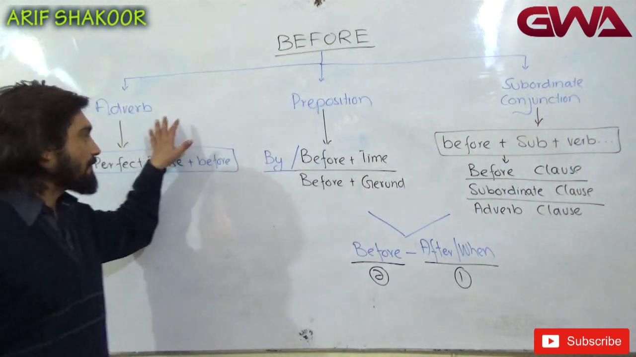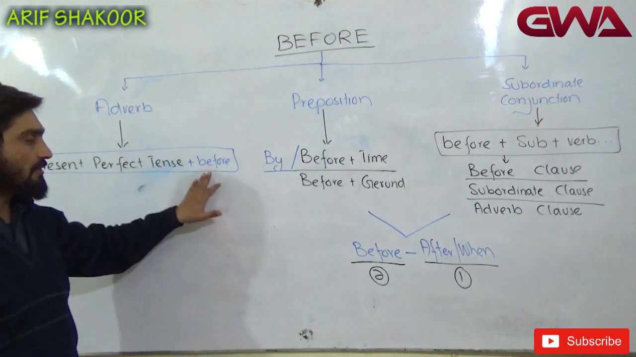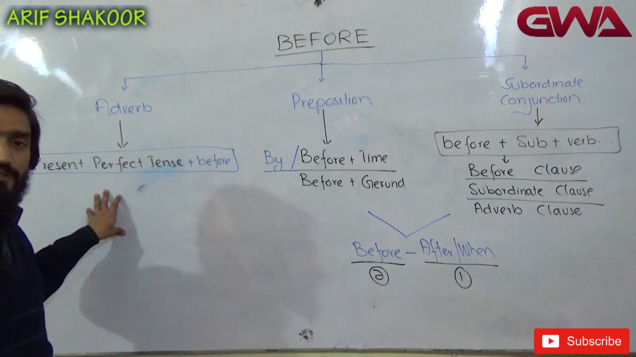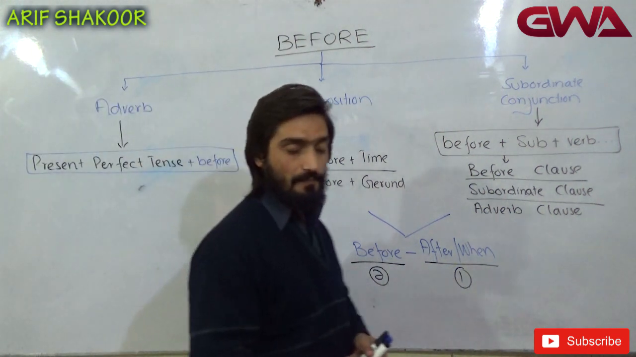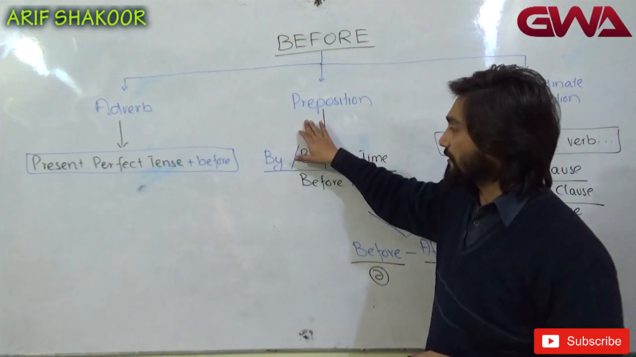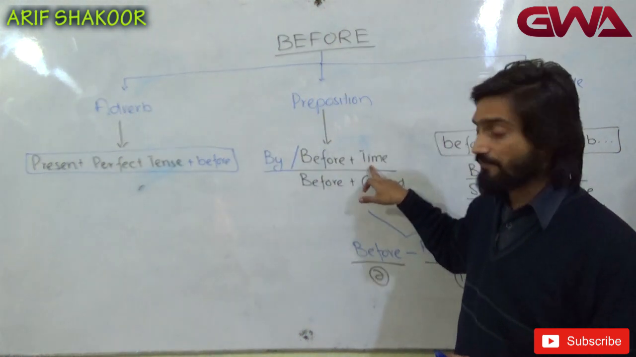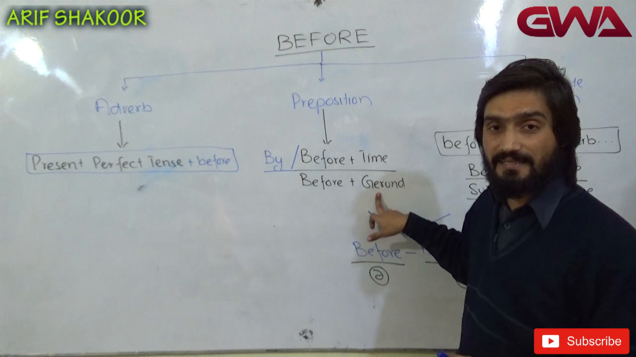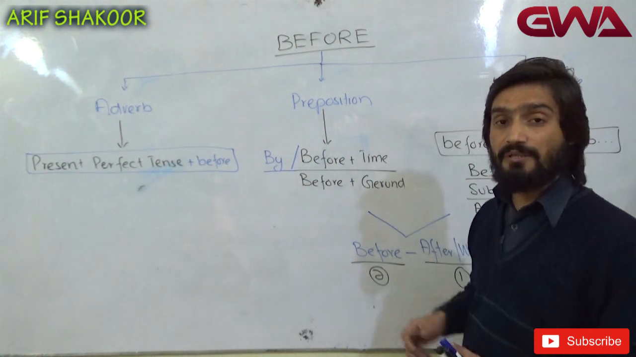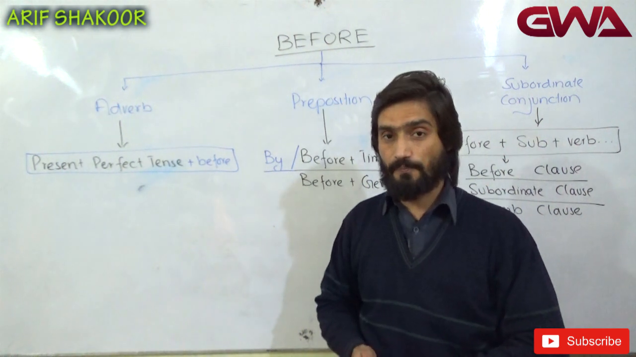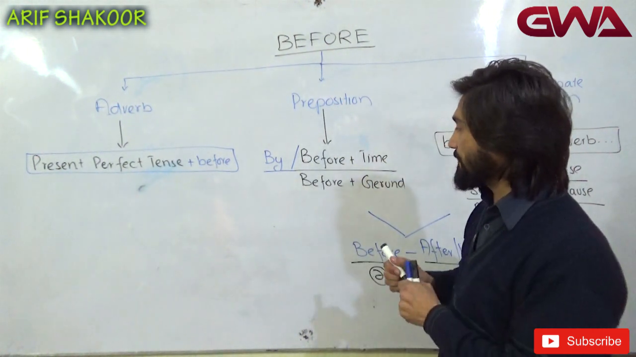When before is an adverb, it is used at the end of a sentence with present perfect tense. As a preposition, it is followed by a time expression, or you might see gerund. Gerund is the ing form of the verb which functions as a noun. Now, remember one point here.